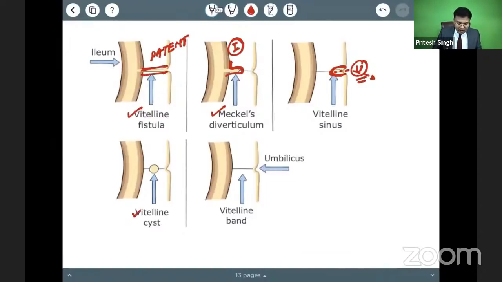Fourth situation, whenever some mucus is collected in the remnant without any kind of opening, that is known as a cyst. So it is a Vitelline cyst, right? And sometimes this Vitello-intestinal duct is replaced by a band or a cord, that is known as a Vitelline band. Simple, this is a simple concept.